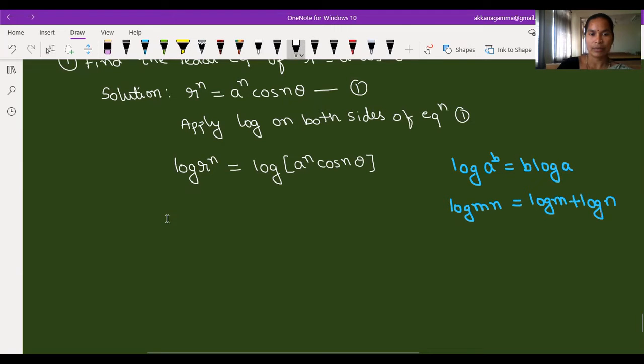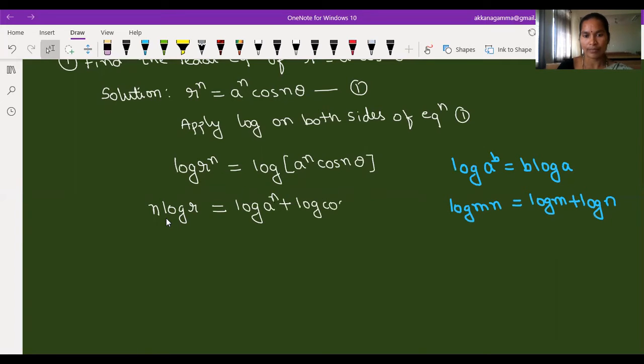Here b is taken as n. So n into log of r on the LHS. On the RHS, log of mn is log of a to the power n plus log of cos of n theta. So n into log of r is equal to n into log of a plus log of cos of n theta. So we got equation number 2.